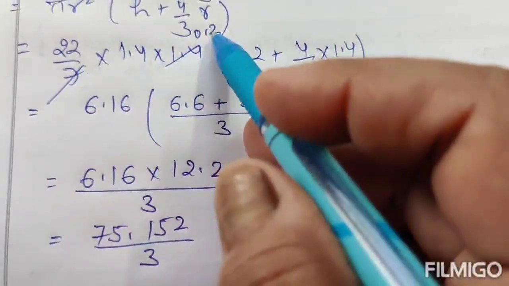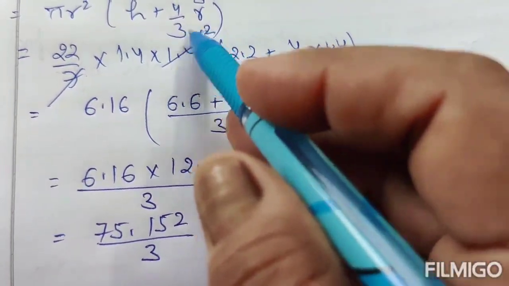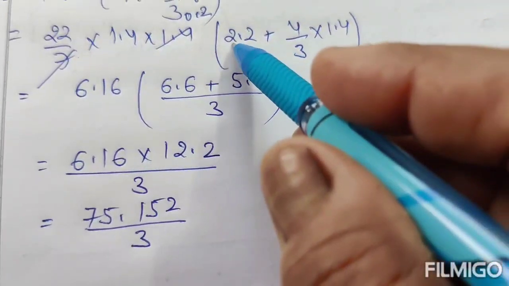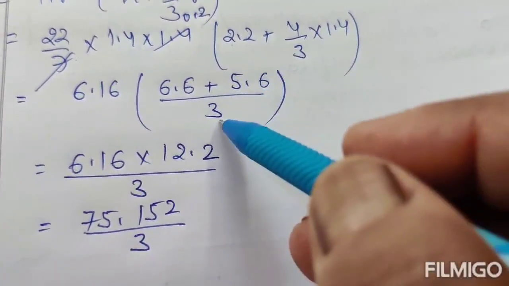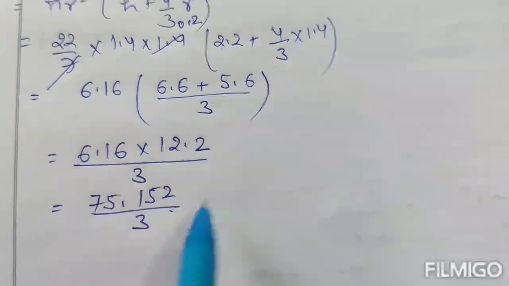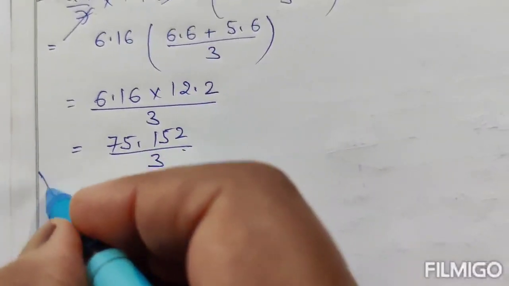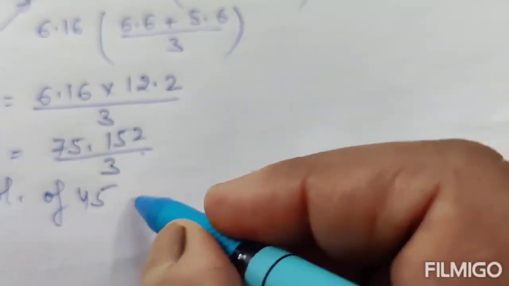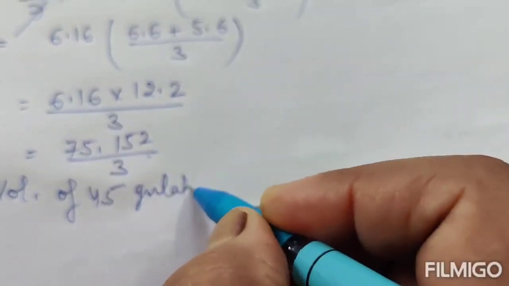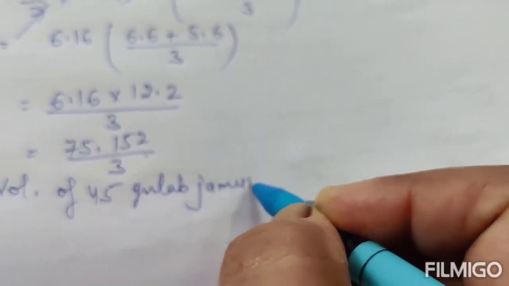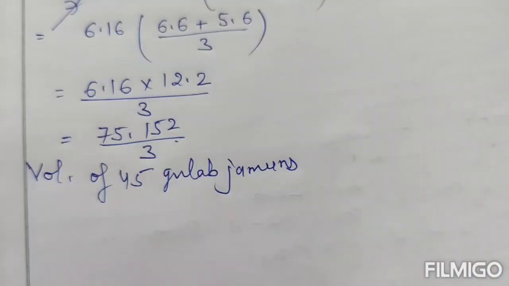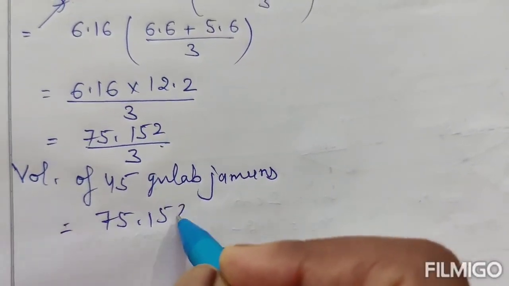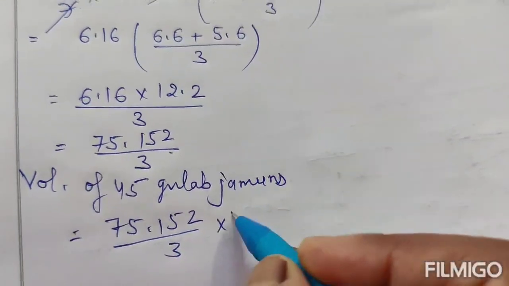7 to the 14.2, 14 to the 28.28 into 22 is 6.16 and 3 6.6 plus 14 5.6 by 3. Now solving this we are getting the volume of 45 gulab jamuns. Volume of 45 gulab jamuns equal to 75.152 by 3 into 45.